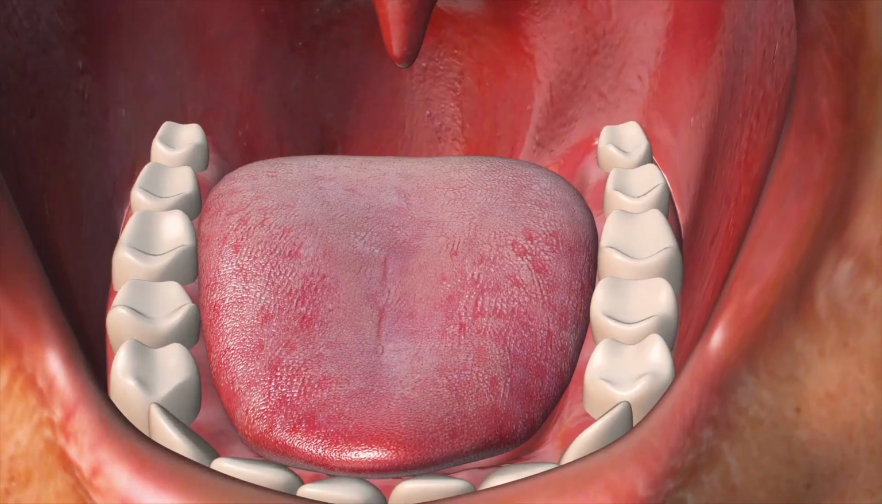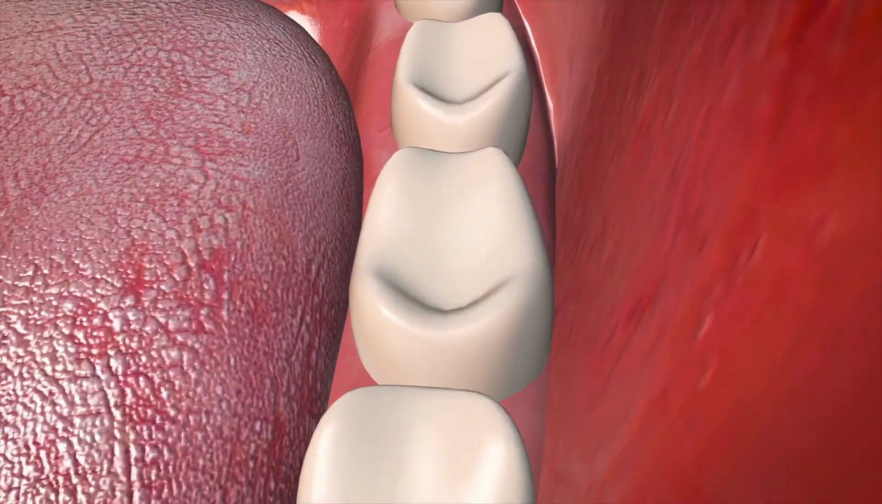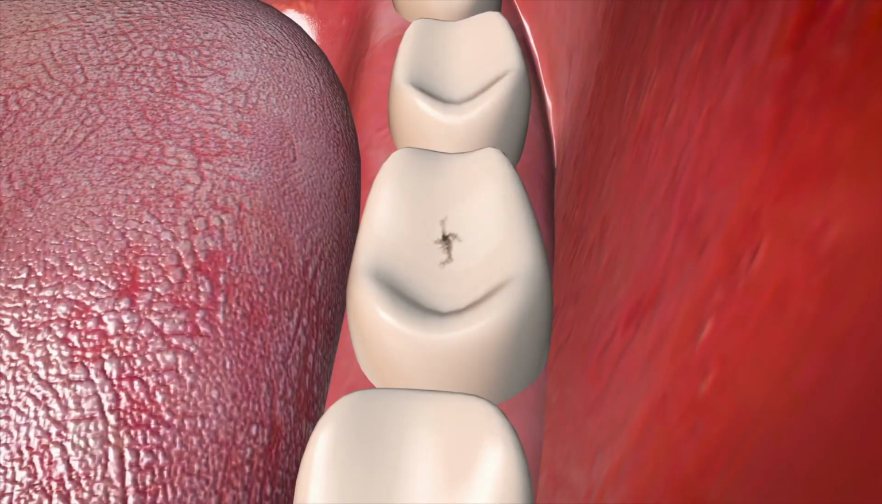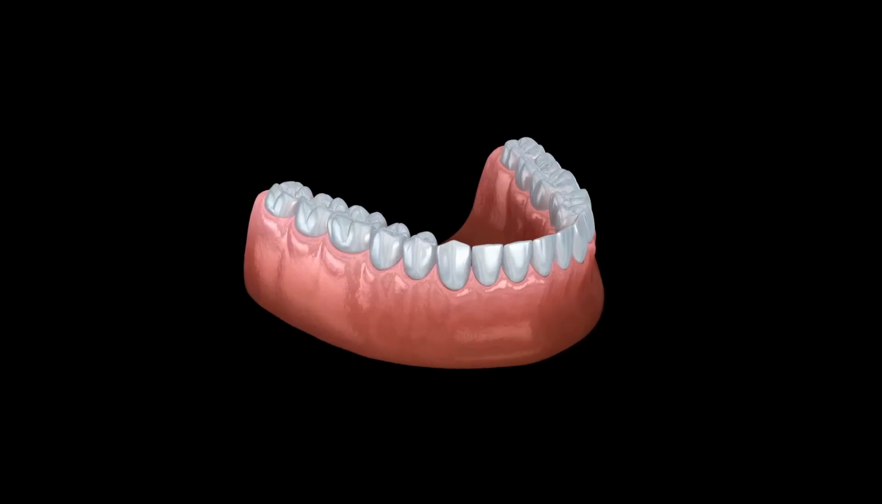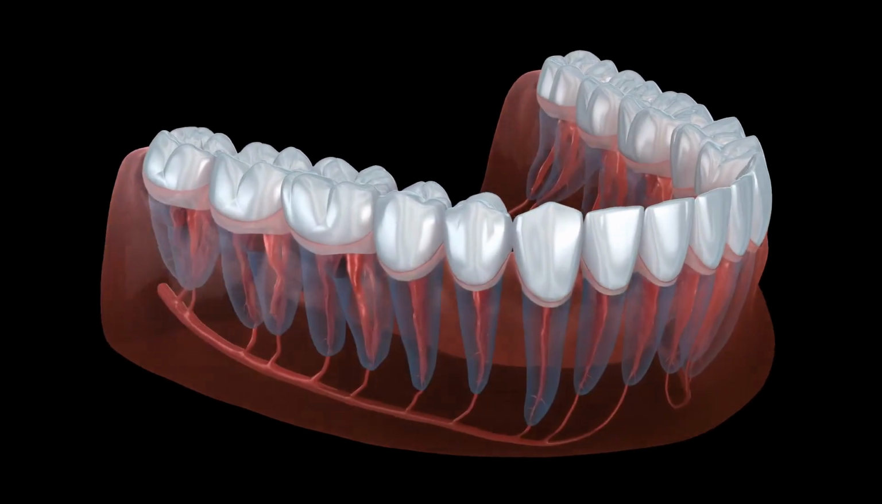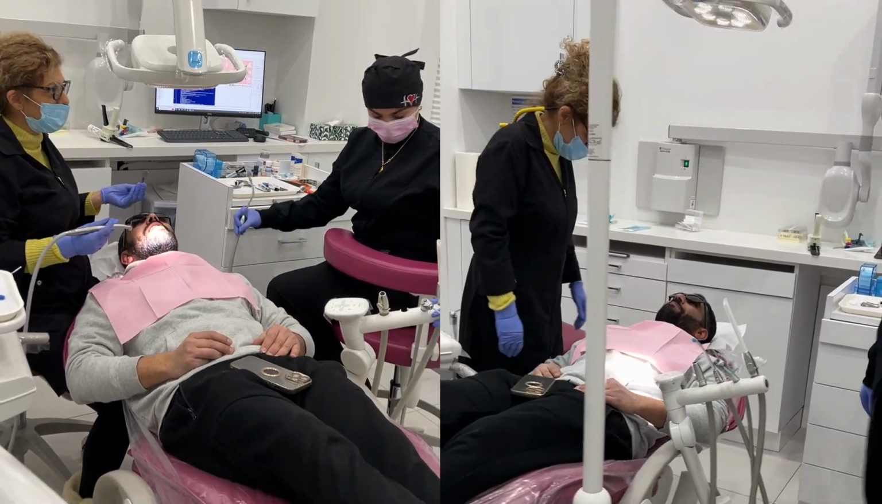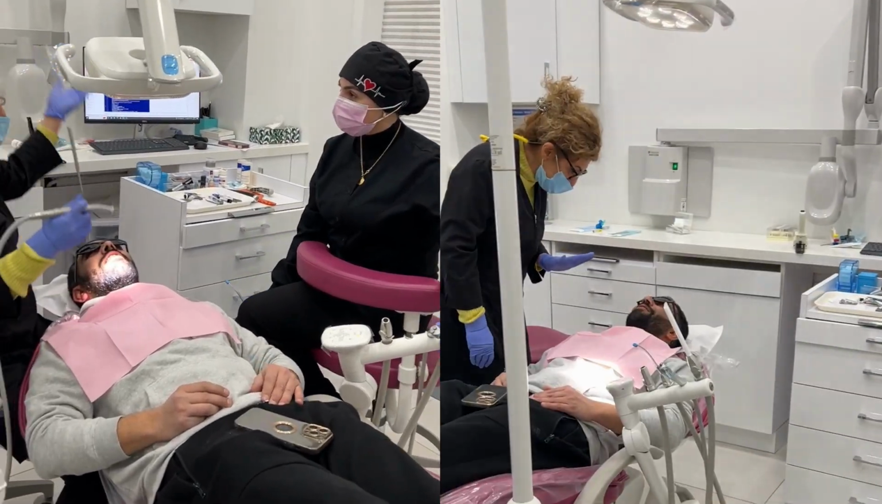Dental caries, commonly known as cavities, are one of the most common oral health problems in North America. Cavities form when bacteria in plaque produce acids that slowly damage the tooth enamel. If left untreated, decay can spread deeper into the tooth, leading to pain, infection, or even tooth loss. Treating cavities early is essential for maintaining long-term oral health.